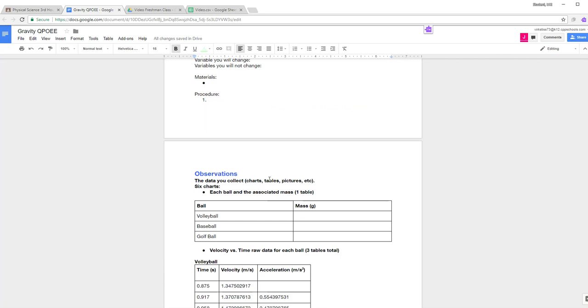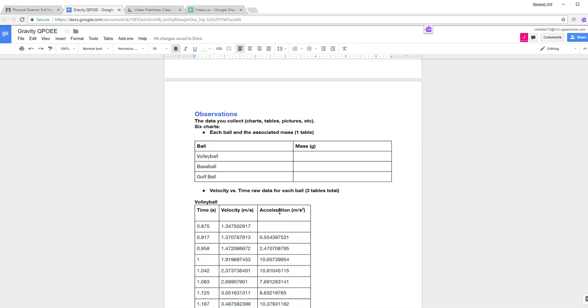Observations. This is your tables. This is also your spreadsheets you created, and on the spreadsheets you had time, velocity, and acceleration. You could have copied and pasted those, which was perfectly acceptable. One thing I noticed on the spreadsheets, the units were missing on the columns. And again, all numbers need a unit.